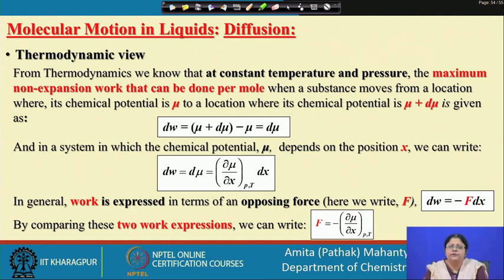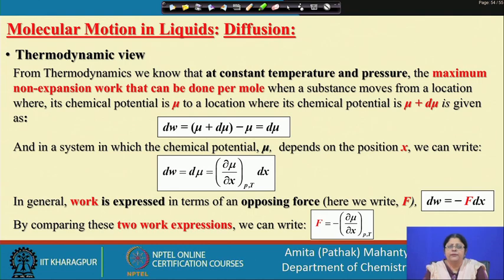So, this is the expression which we have generally for work. The force which we are talking about here, let us represent that by F, then the work done will be minus F into dx. The work is going to be the force, the opposing force, into the distance through which the system is moving. So, this opposing force is minus F.